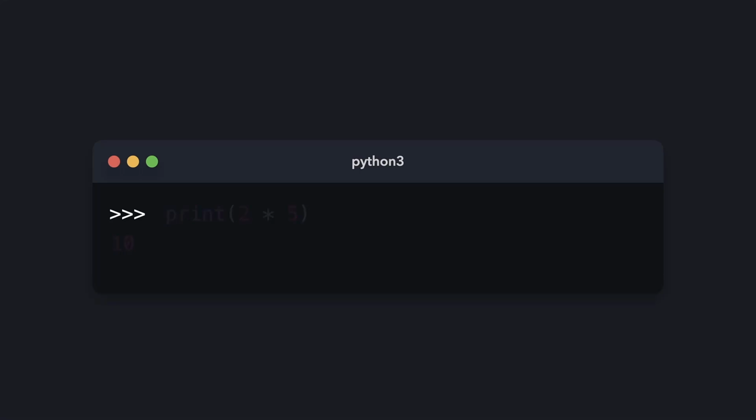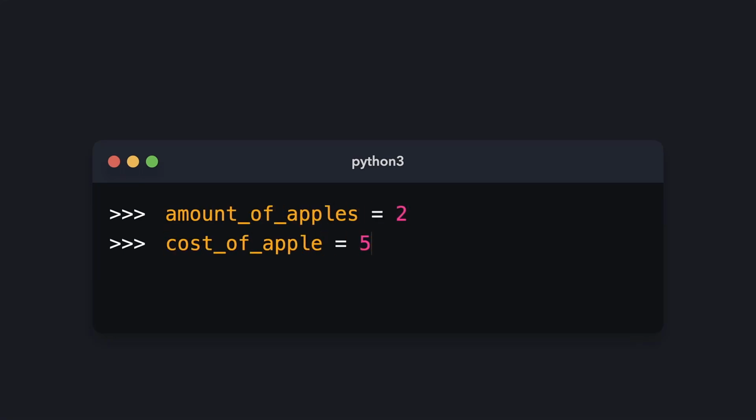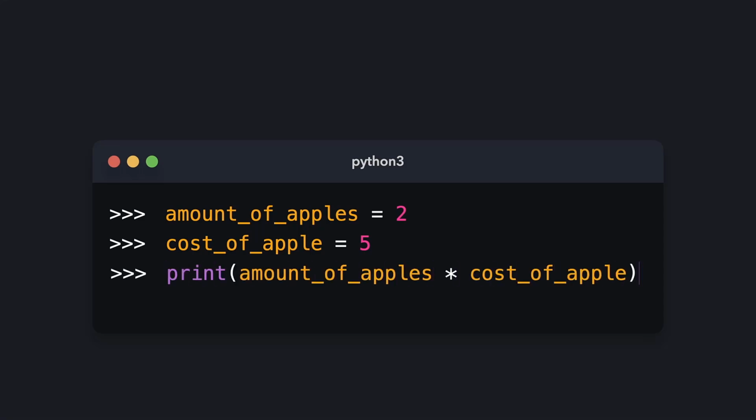Let's create a variable called amount of apples and assign it to the value of 2. Then let's also create a variable called cost of apple and assign it to the amount that an apple costs, namely 5. Now let's try to use the print function again, but using the variable names this time, instead of just the direct numbers. Python prints the exact same numbers as we saw before, namely 10.